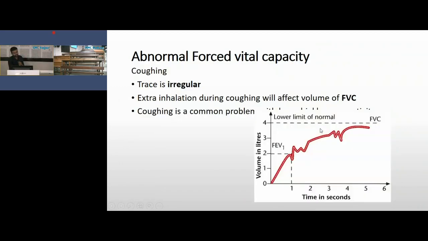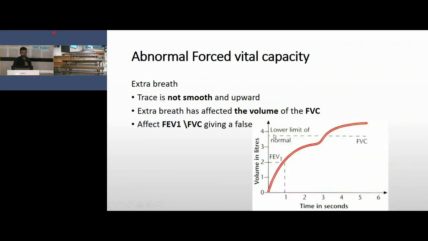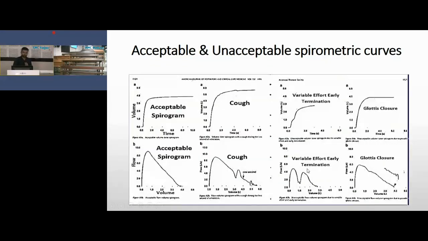Other abnormal forced vital capacities, like this one, were already discussed with the flow volume graph. Now it is a volume time graph where there is irregularity showing coughing. Coughing is a common problem while performing spirometry. Other abnormal FVCs: the trace is not smooth and upward. Extra breath has affected the volume of FVC, giving false results. This is a graphical representation of extra breath. These were already discussed in previous slides.